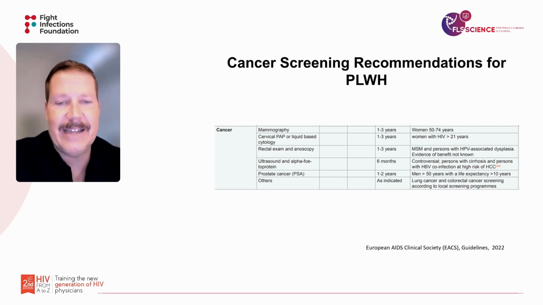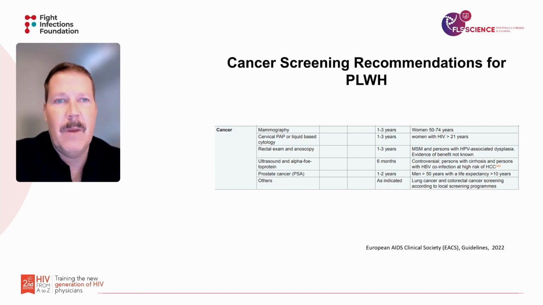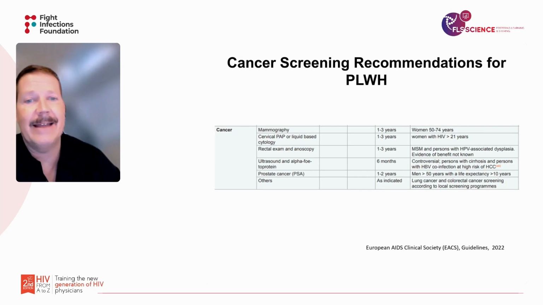And so here's an example of guidelines through the European AIDS Clinical Society that do have clear recommendations for screening for people living with HIV, and this includes mammography for women beginning at age 50, cervical pap smear or cytology for women with HIV infection who are over 21 years, both a rectal exam and anoscopy, and let me come back to that in a moment, as well as a recommendation for PSA screening in men over 50, although this is somewhat controversial about the role of PSA, but the European AIDS Clinical Society does recommend that.